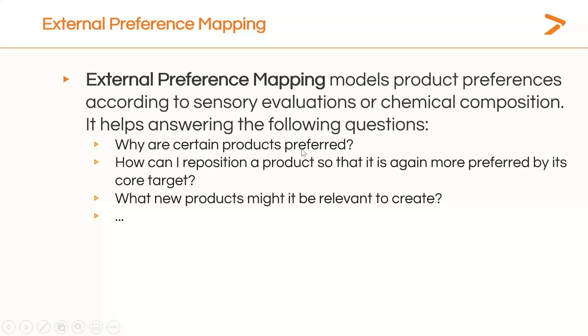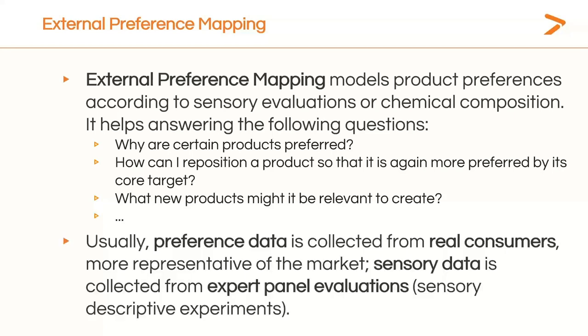So it helps answering the following questions. Why are certain products preferred? Are there any sensory attributes driving preference? How can I reposition a product so that it's, again, more preferred by its core target? And what new products might it be relevant to create? And usually, preference data in external preference mapping is collected from real consumers who are more representative of the market. And sensory data is collected from expert panel evaluations, so sensory descriptive experiments.